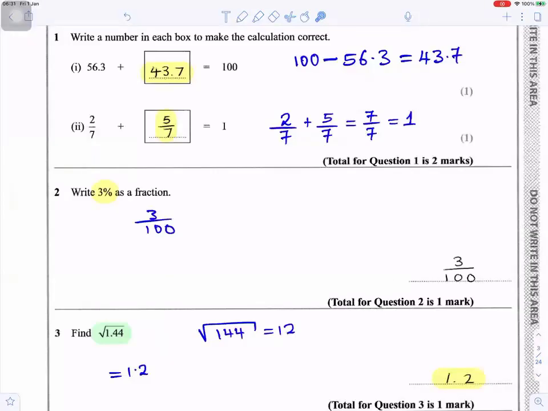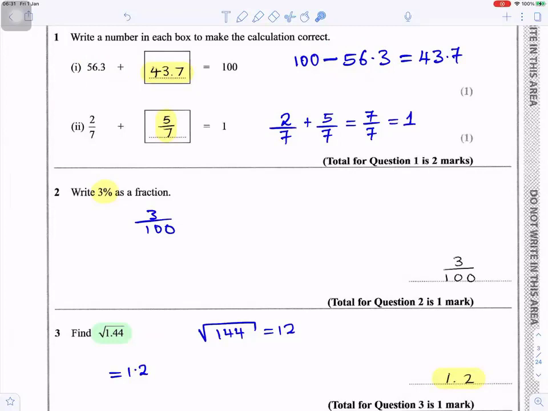Write a number in each box to make the calculation correct. So we want the inverse of plus, which is minus. So we take this to that side. It becomes 100 minus 56.3. That gives you 43.7. So 43.7 is what you have in the box. 56.3 plus 43.7. So you're using inverse operation. The inverse, the opposite, of plus is minus.